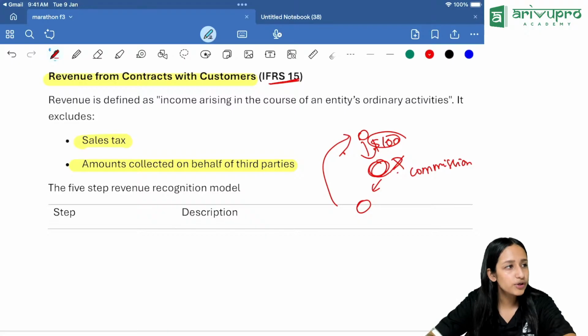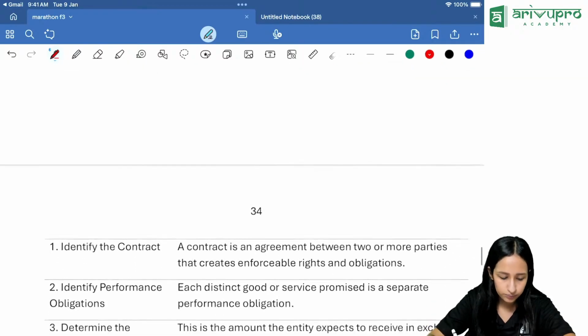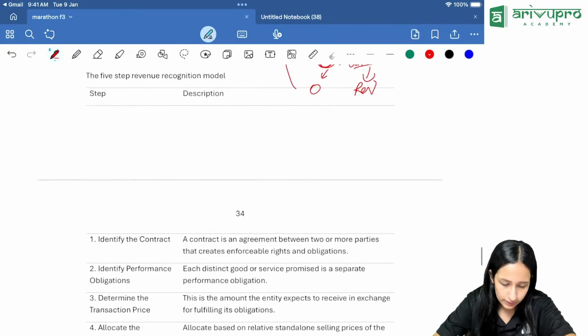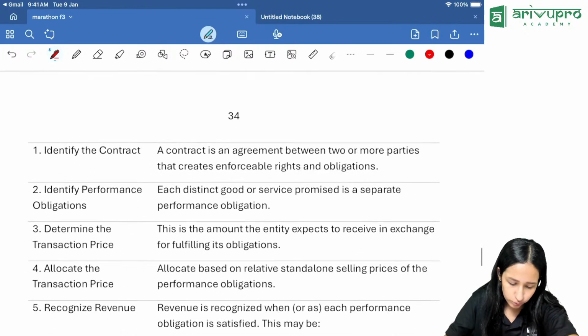The only profit we could possibly make is commission, and that can be included as revenue. This 100 goods amount will not come in IFRS 15 revenue. Okay, now the 5-step revenue recognition approach. So what do you do? What are the 5 steps?